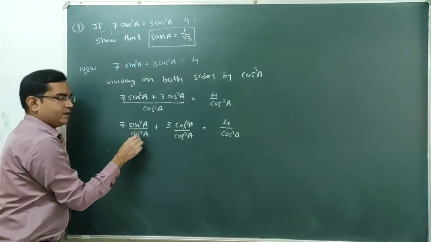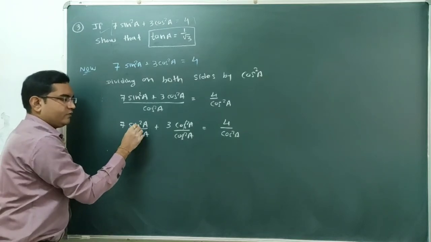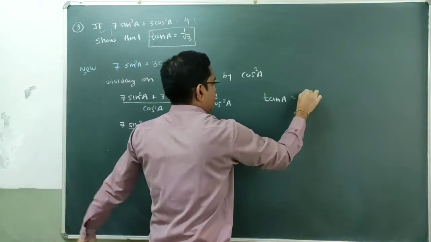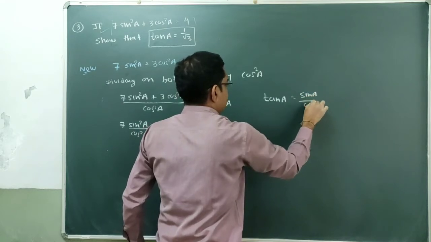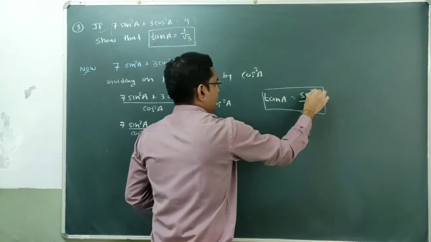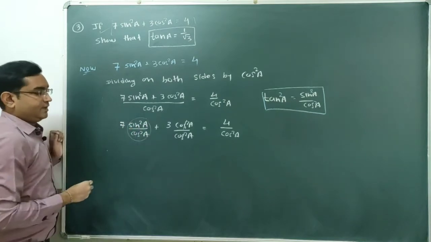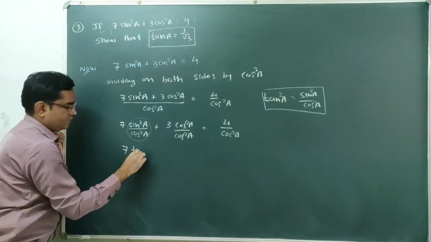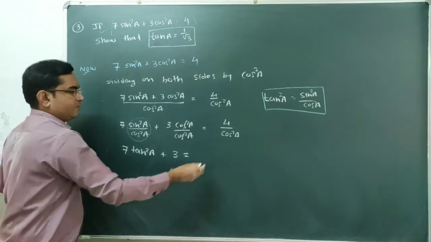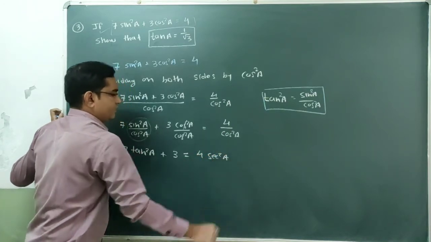Now here it's sin square a by cos square a. This can be written as sin a by cos a whole square. So according to the definition of tan theta, tan a is the ratio of sin a and cos a. If the square is there, we are getting tan square a. So this term can be replaced with tan square a. So this one is 7 tan square a plus 3 equal to the reciprocal of cos, so it's sec square a.